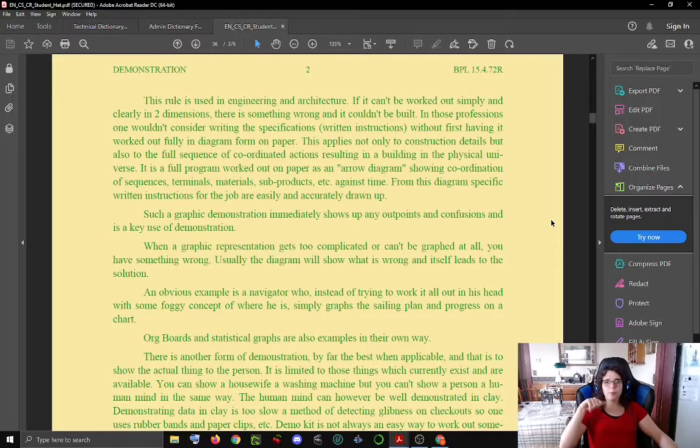It's a full program worked out on paper as an arrow diagram, showing coordination of sequences, terminals, materials, subproducts, etc. against time. From this diagram, specific written instructions for the job are easily and accurately drawn up. Such a graphic demonstration immediately shows up any outpoints and confusions and is a key use of demonstration.